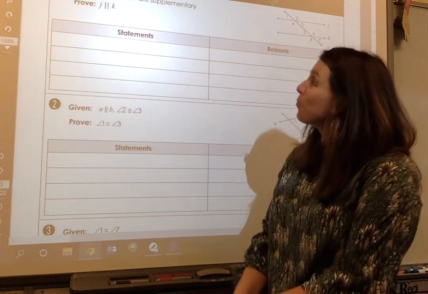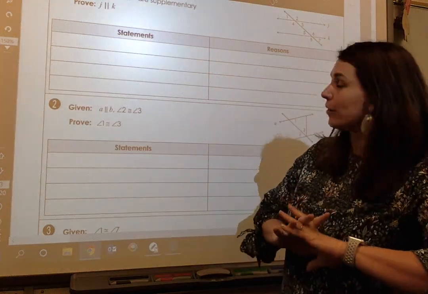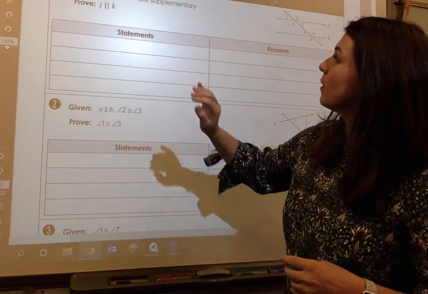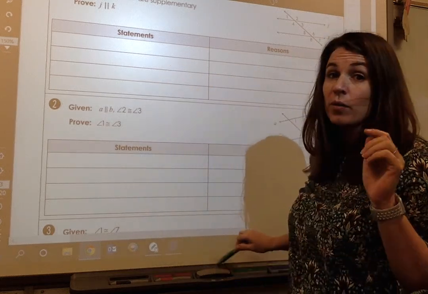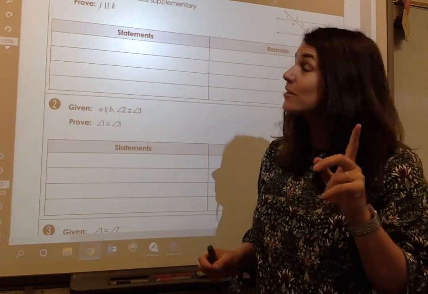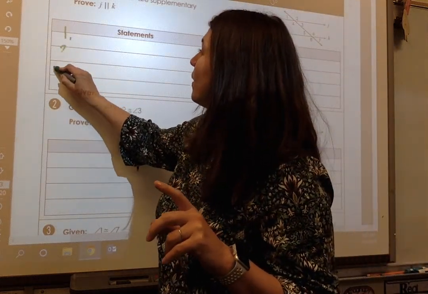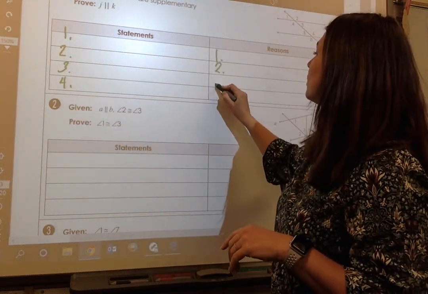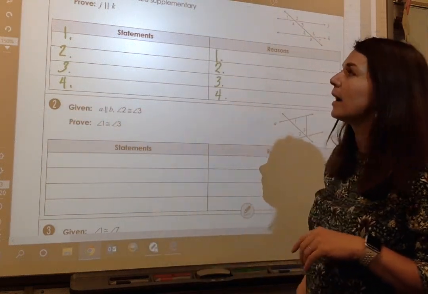Here we are with more proofs, and now we're going to do parallel line proofs. Remember, the first thing when you have a statement column and a reason column: if you miss this on the quiz or the test, you number them. It seems silly, but the first step is to number them. It's very important. Make sure not to leave it out.